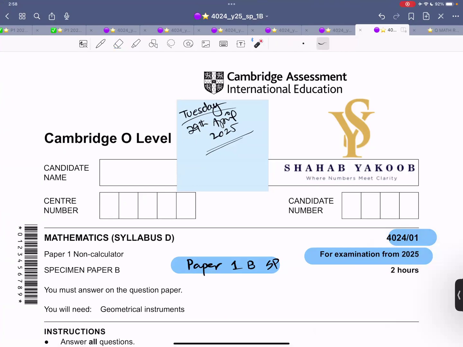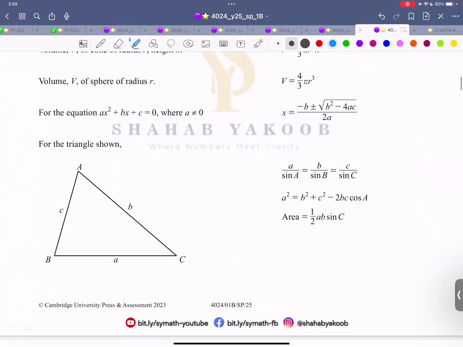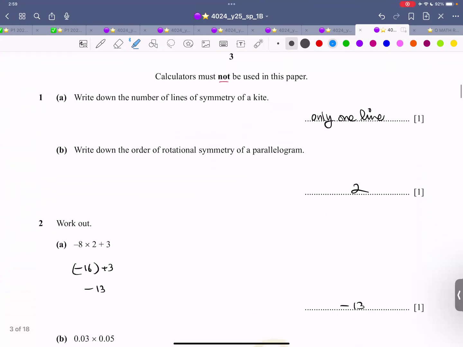Now, in this particular video, we are solving the specimen paper B. So let me highlight this. And yes, it's a paper one. The time duration is 2 hours, but it's a walkthrough video, so we will hardly finish it in 30 minutes or something. So let's get started. The first thing, calculators are not allowed.